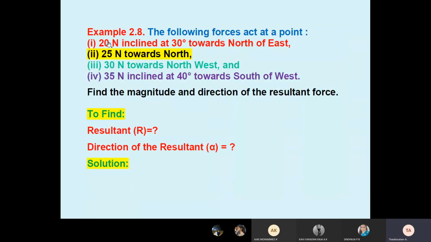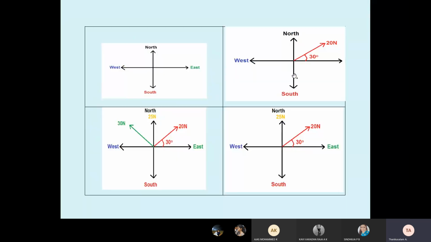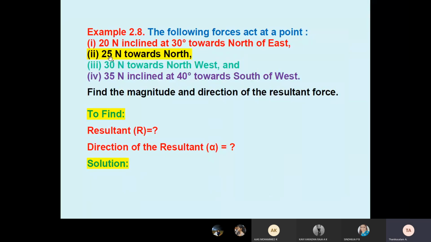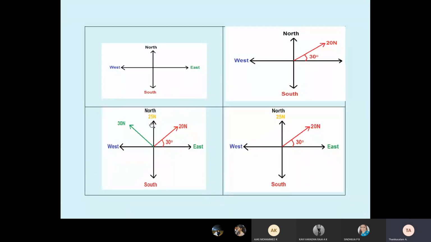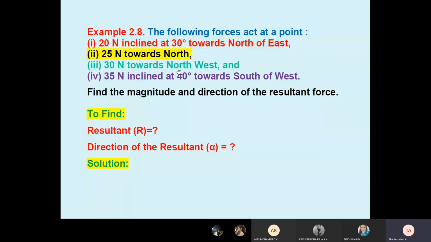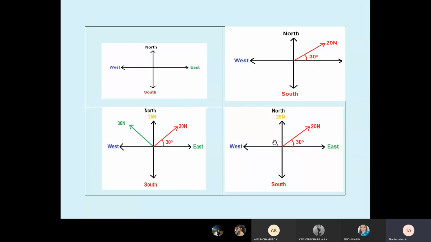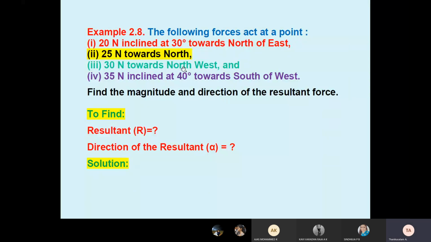So the first statement: 20 Newton inclined at 30 degree towards north from east. Therefore, from east I marked 30 degree towards north, 20 Newton. The second force, 25 Newton, is towards north, that is positive y-axis. The third force, 30 Newton, towards north of west. The 30 Newton goes to north from west. They did not mention any angle, which means you have to take it as 45 degree. It goes to north from west.